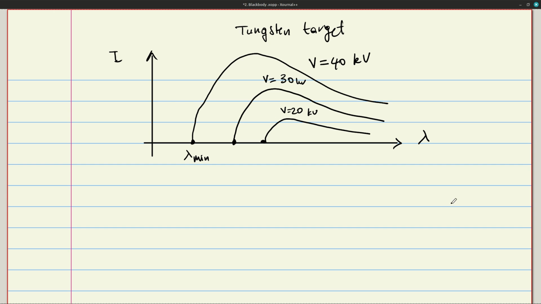And empirically, it was found that this lambda min was equal to 1.24 times 10 to the minus 6 volt times meter divided by V. Whatever V you have, it's going to change with that.